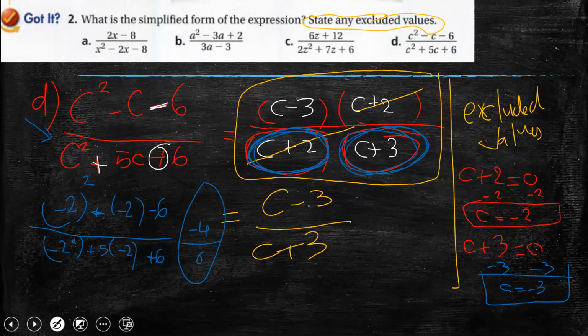Did you understand why I call them excluded values? Yes, miss. They make the denominator 0.